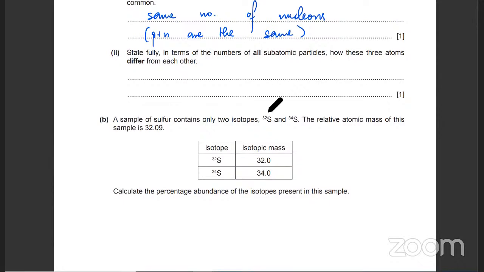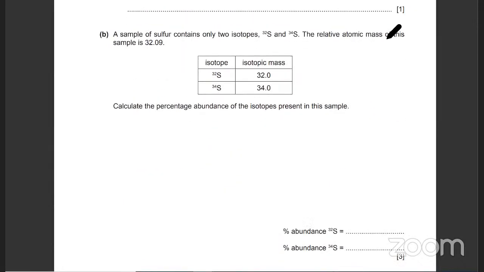A sample of sulfur contains only two isotopes. The relative atomic mass of the sample is 32.01. Calculate the percentage abundance of these isotopes. So how do you calculate the average atomic mass? That's Ar, the fractional percentage times the isotopic mass, and you keep summing this up. You don't know what the percentage is.